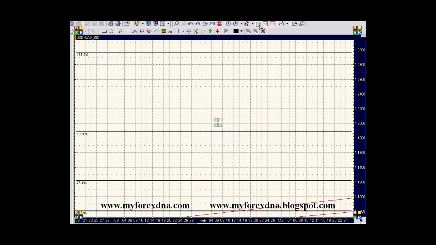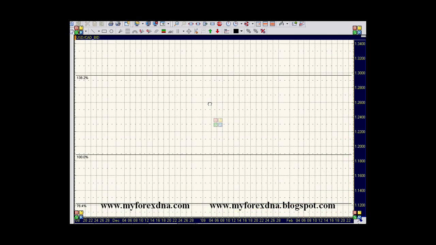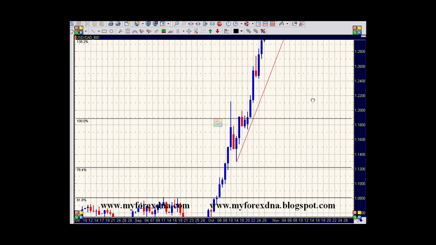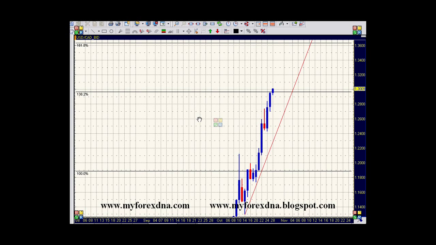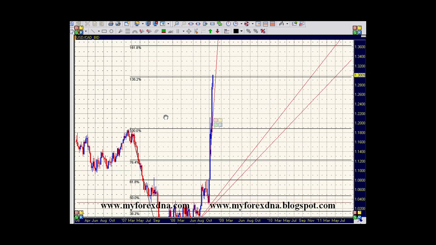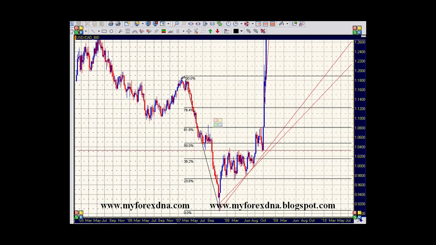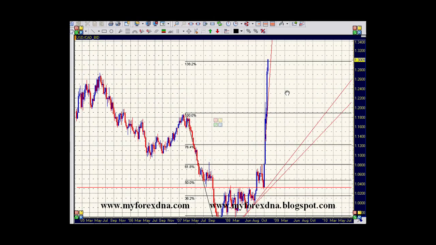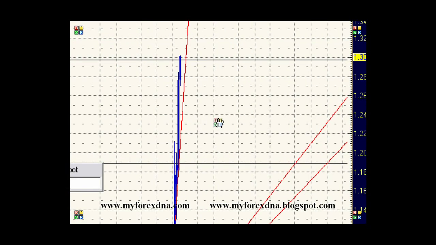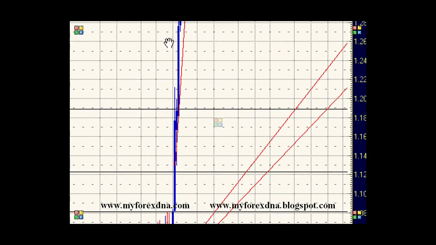However, when I look at the long-term daily chart, you can see the trend has really gone up way too high, way too quickly. It has reached the 138.2% Fibonacci extension, which I've drawn on the basis of the weekly charts here. As you can see, this was the peak, this was the low, and the great big jump right here.